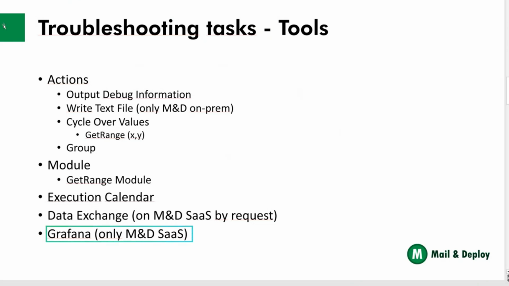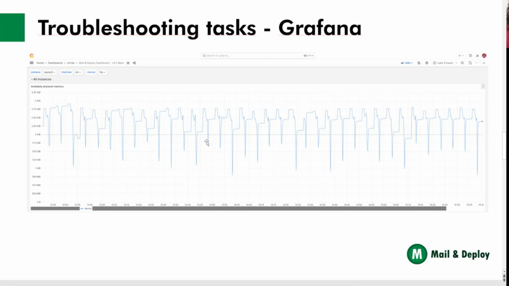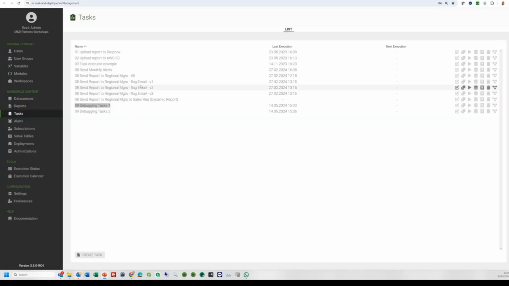This tool is only relevant for Mail and Deploy SaaS, and monitors the memory and CPU usage of your SaaS instance. You can check how the machine is behaving without needing to connect directly. This way, you can identify if RAM limits are being exceeded, helping you optimize report generation. Now let's dive into some practical examples.